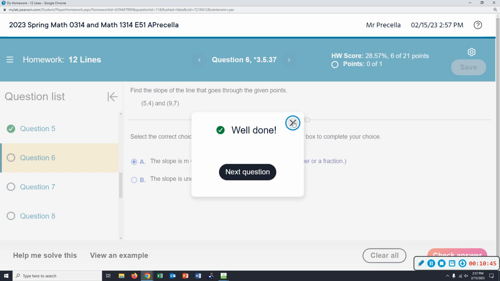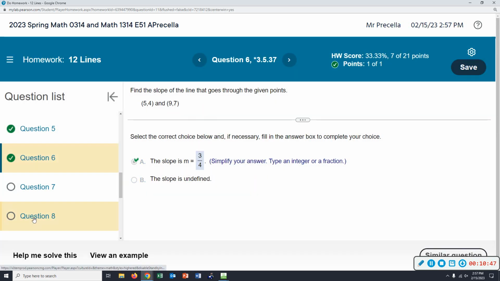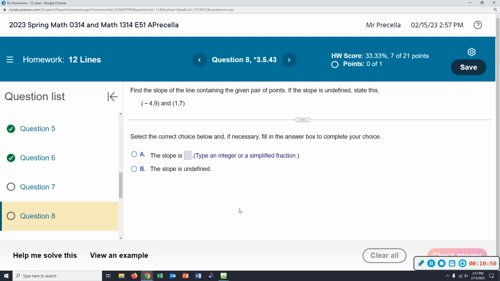How about number 8? Number 7 has just positive numbers. I want to do one where there's negative numbers. Number 8. Find the slope of the line containing the points (-4, 9) and (1, 7). (-4, 9) and (1, 7). Switch over to my paper.